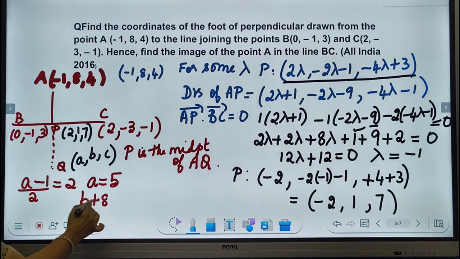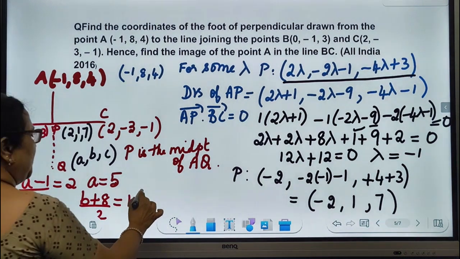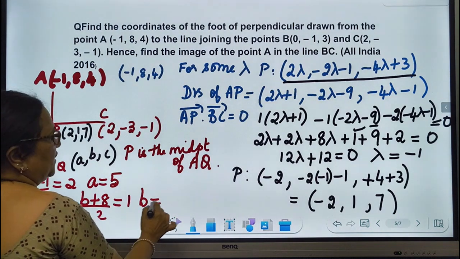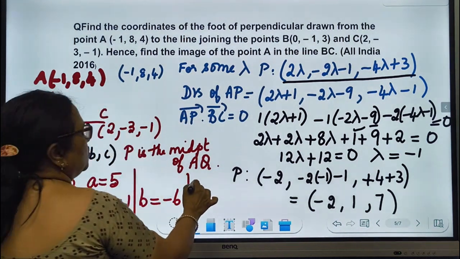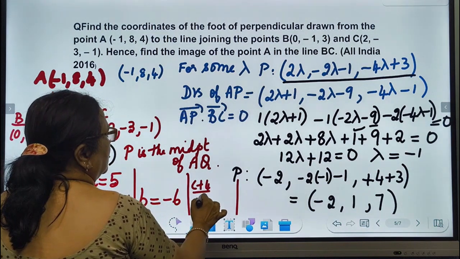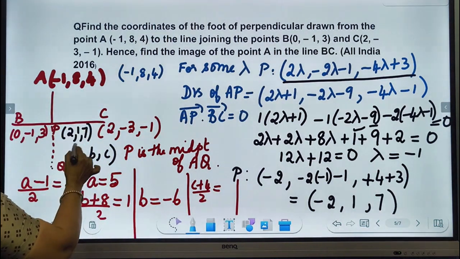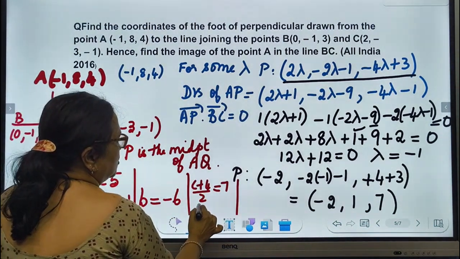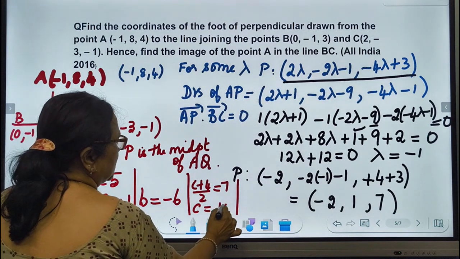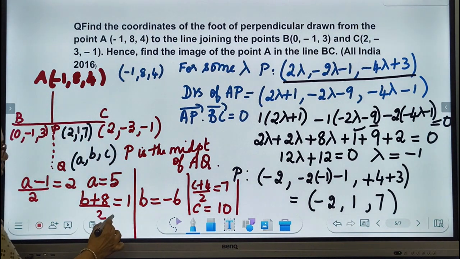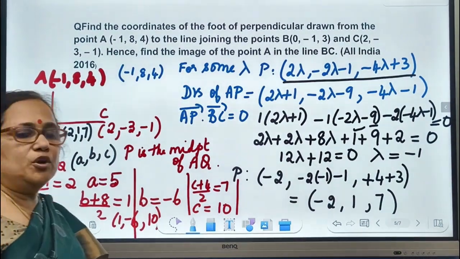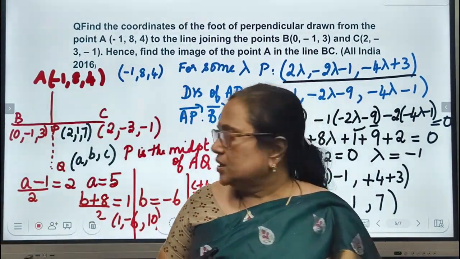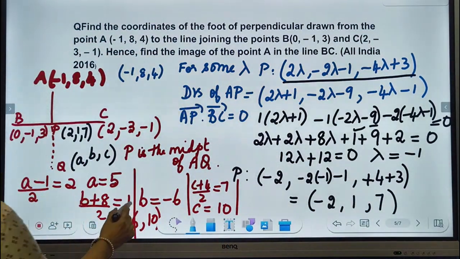Similarly, (b plus 8) by 2 will be 1, so b will be 2 minus 8, which is minus 6. Now similarly, (c plus 4) by 2 is the z coordinate, which is 7. So c equals 14 minus 4, which is 10. So the image is given by 1, minus 6, 10. Are you able to follow?